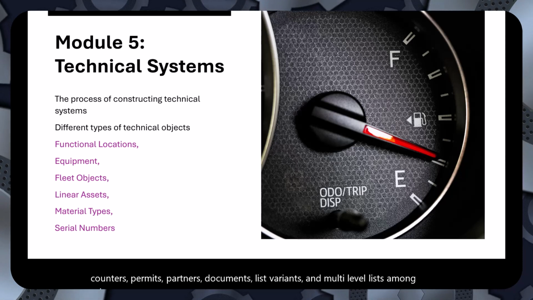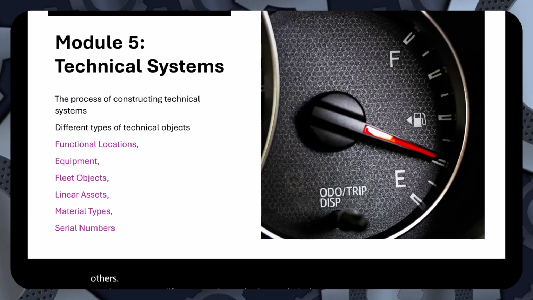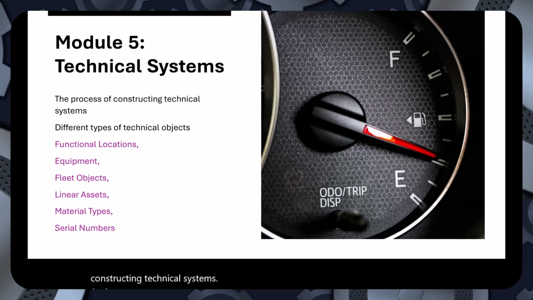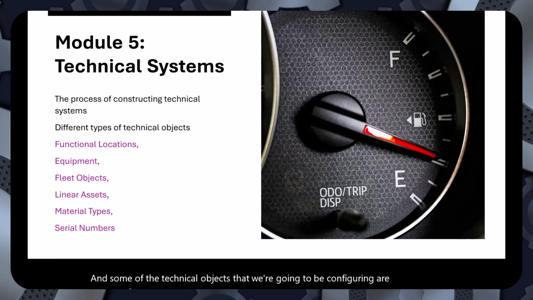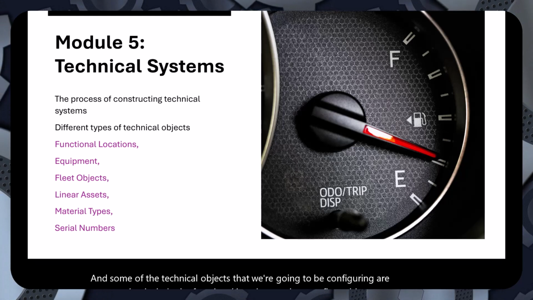Moving on to Module 5, we are going to look at technical systems. The actual process of constructing technical systems. And some of the technical objects that we're going to be configuring or constructing include the functional location, equipment, fleet objects, linear assets, material types, and serial numbers.